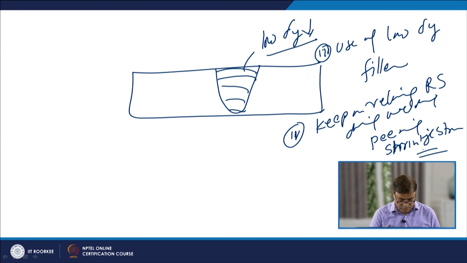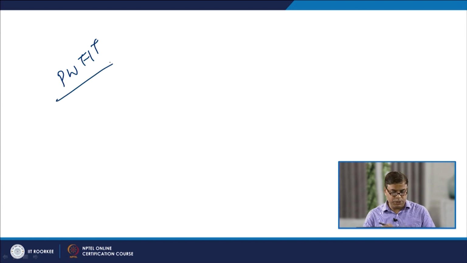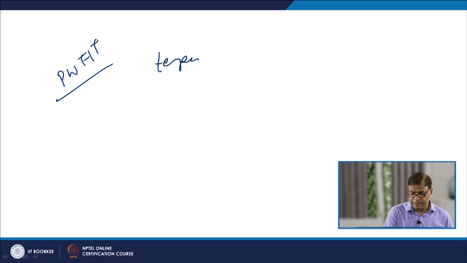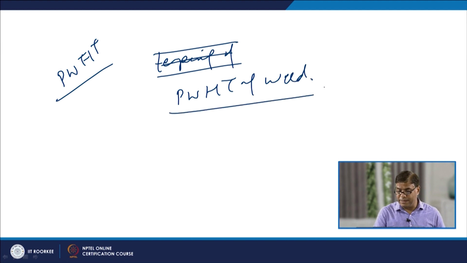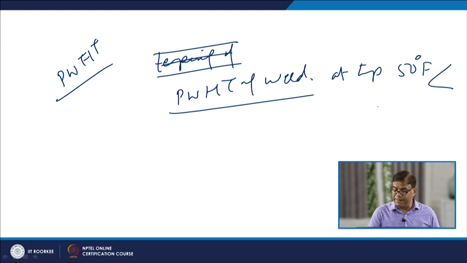In any case, if the PWHT is to be carried out on the entire assembly in order to restore the complete set of the properties, then the PWHT heat treatment of the weld joint is carried out at a temperature about 50 degree Fahrenheit less than the tempering temperature.